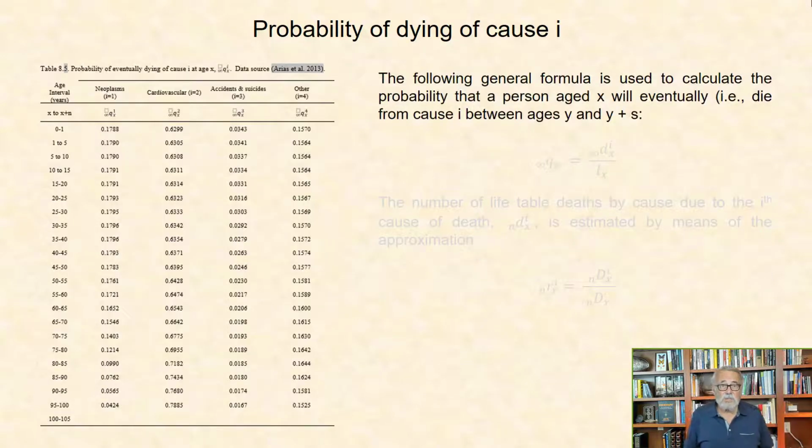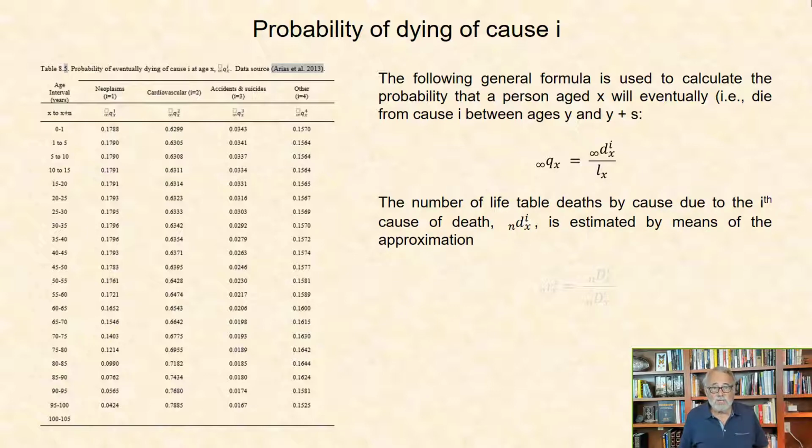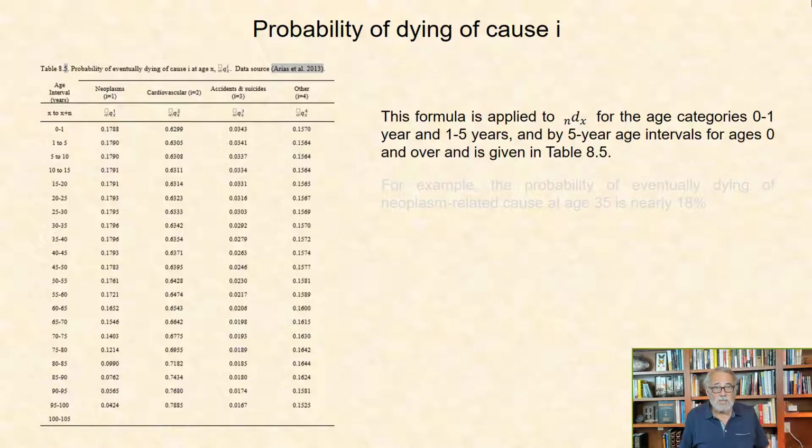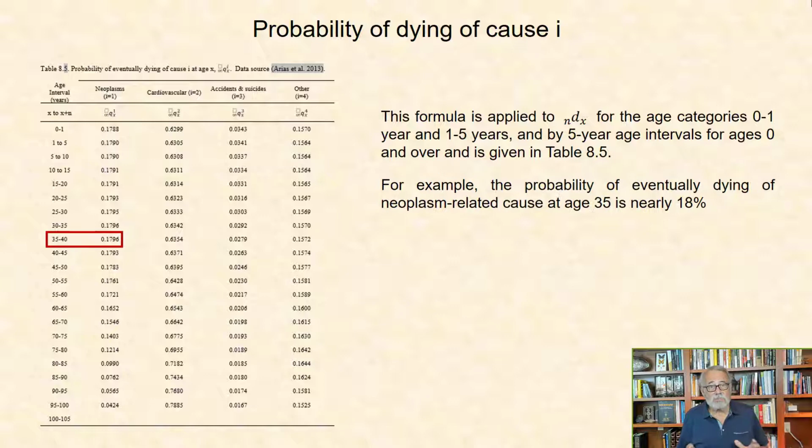The following general formula is used to calculate the probability that a person aged x will eventually die from cause i between ages y and y plus s, given by the formula here. The number of life table deaths due to the ith cause of death is estimated by means of the approximation given here. This formula is applied to ndx for the age categories 0 to 1 year and 1 to 5 years, and by 5-year age intervals for ages 5 and over, given in table 8.5. For example, the probability of eventually dying of neoplasm-related causes at age 35 is nearly 18%.